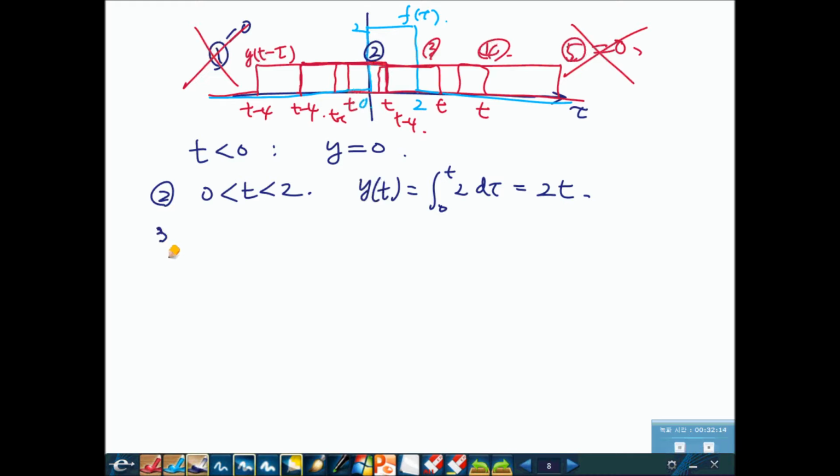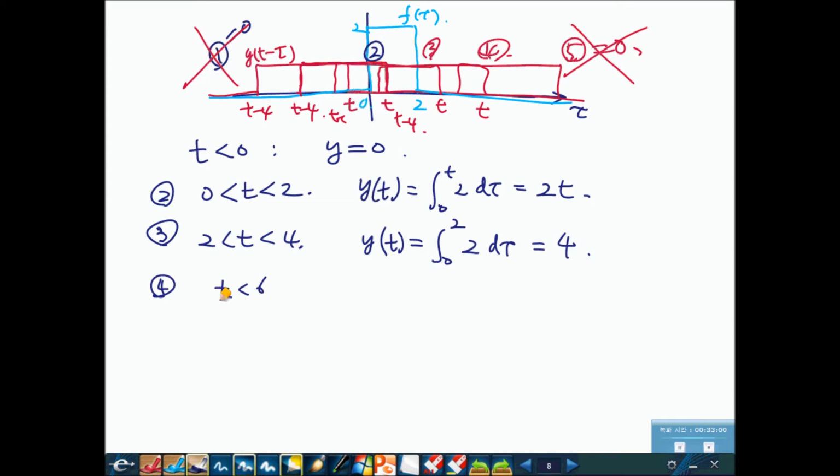Third one is what? T is greater than 2 and less than 4, right? Then area is always constant. The body is passing by this 0 to 2 region, so its area is always the same, right? Okay. So y of t is the integral from 0 to 2, because it's always fixed, the end of the integration. So 2 d tau, which is 4. Okay.